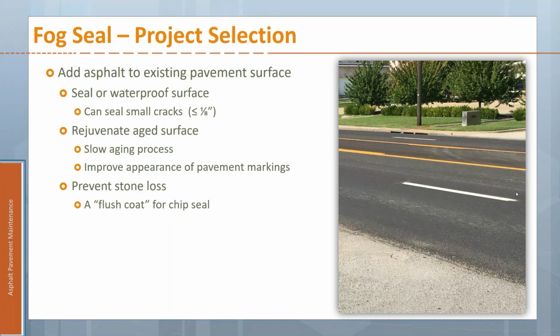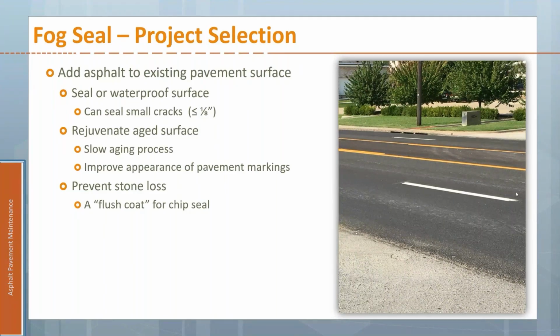So if it can rejuvenate that aged surface and slow down the aging, then what we're doing is maintaining a higher level of performance for that pavement for a longer period of time. And that's what the public wants. The other thing it does is, since it is an oil, kind of a film that goes on there, it does have that dark appearance.